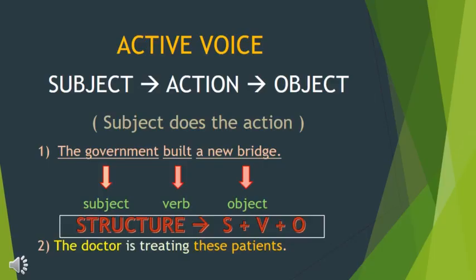See the next sentence. The doctor is treating these patients. Who is treating these patients? The doctor. The doer of the action is the doctor. So, the doctor is subject. What is he doing? He is treating. So, is treating is a verb. Whom is he treating? These patients. So, these patients is an object.